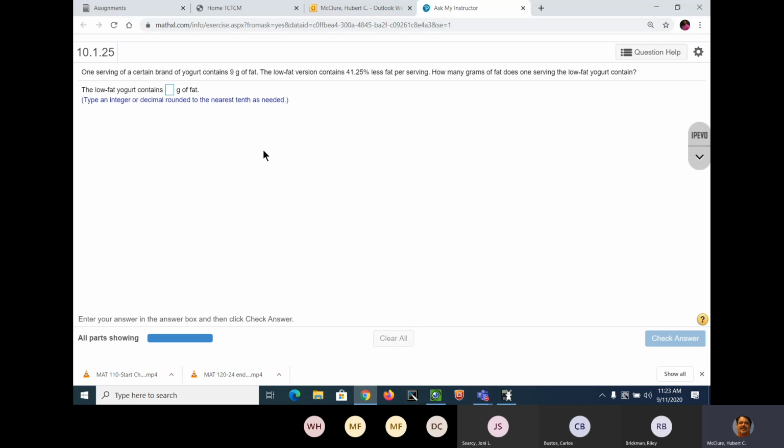10.125/8. One serving of a certain brand of yogurt contains 9 grams of fat. The low-fat version contains 41.25% less fat per serving. How many grams of fat? So this would be like the Walmart equation.